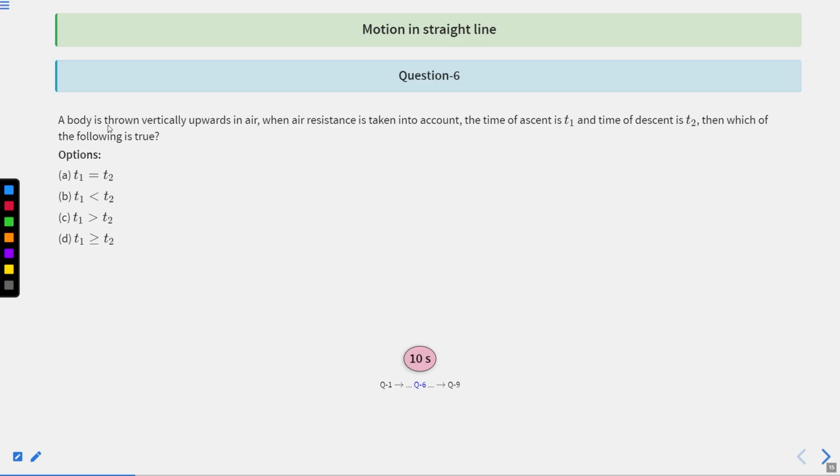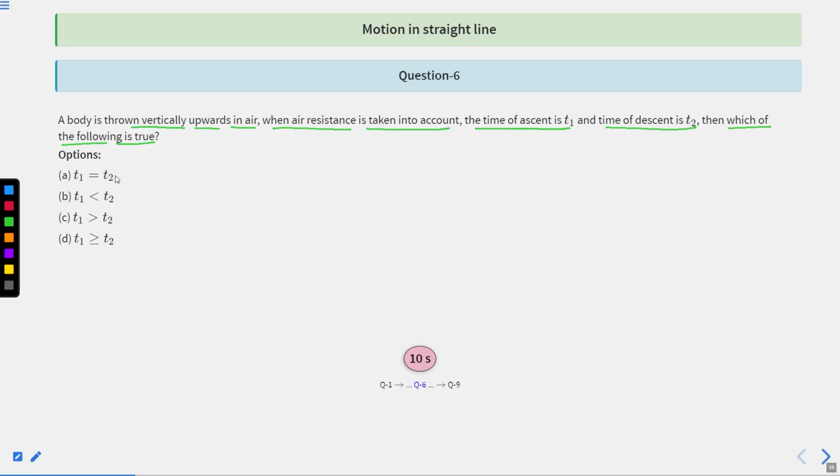A body is thrown vertically upwards in air. When air resistance is taken into account, the time of ascent is T1 and the time of descent is T2. Clear? T1 and T2. Then which of the following is true? There are four options given.